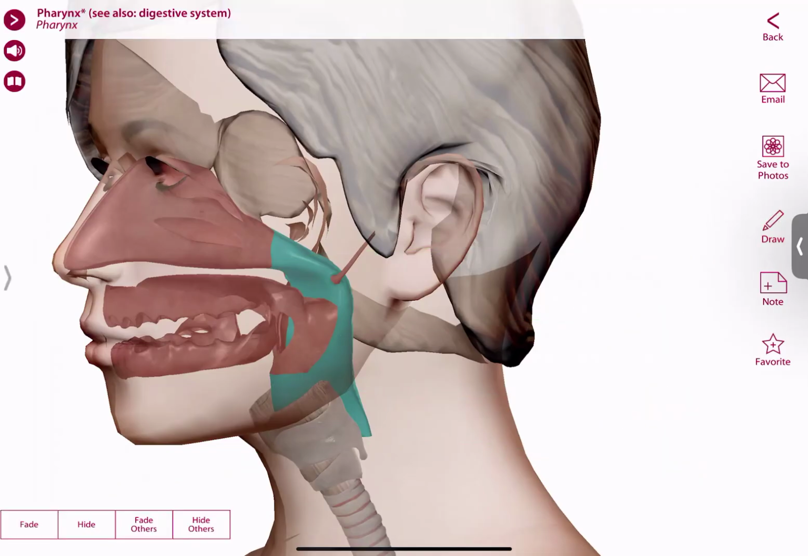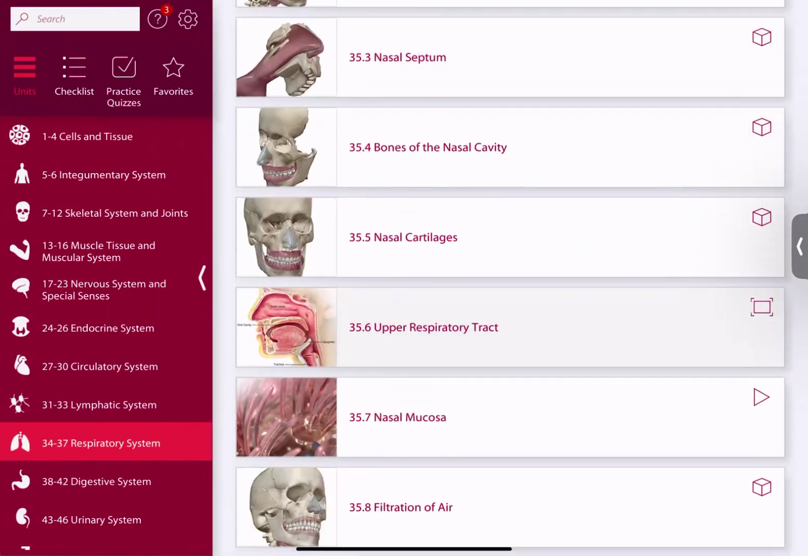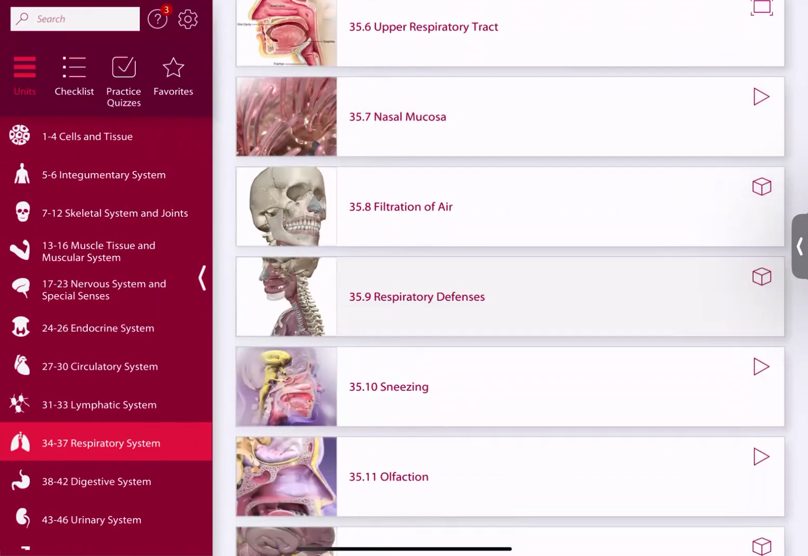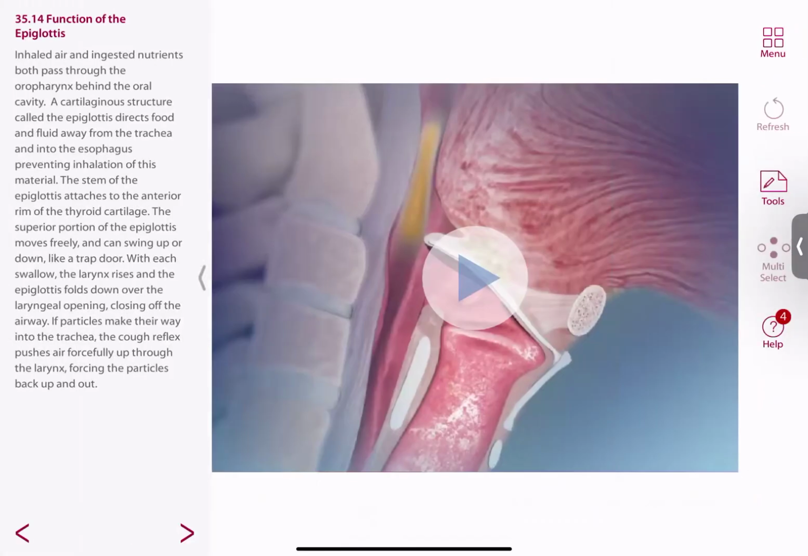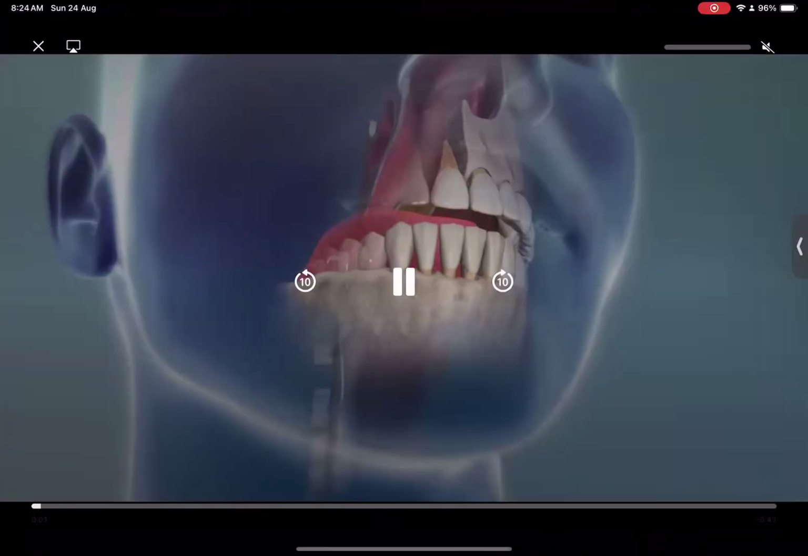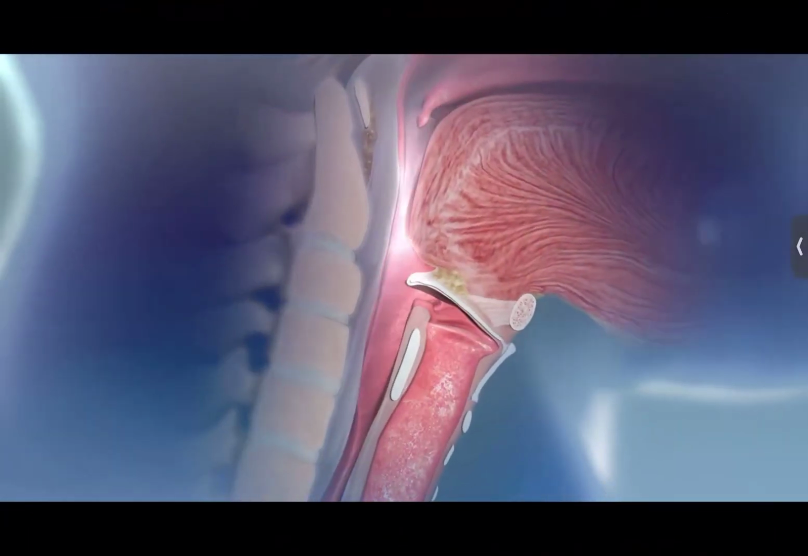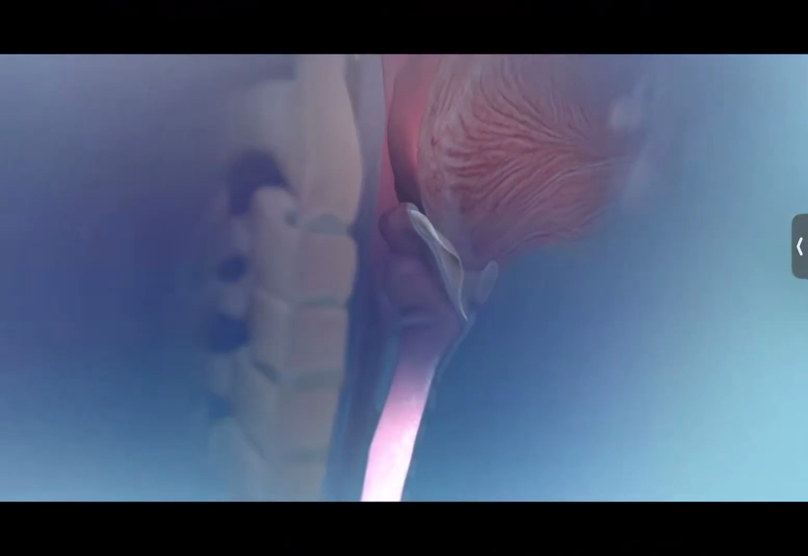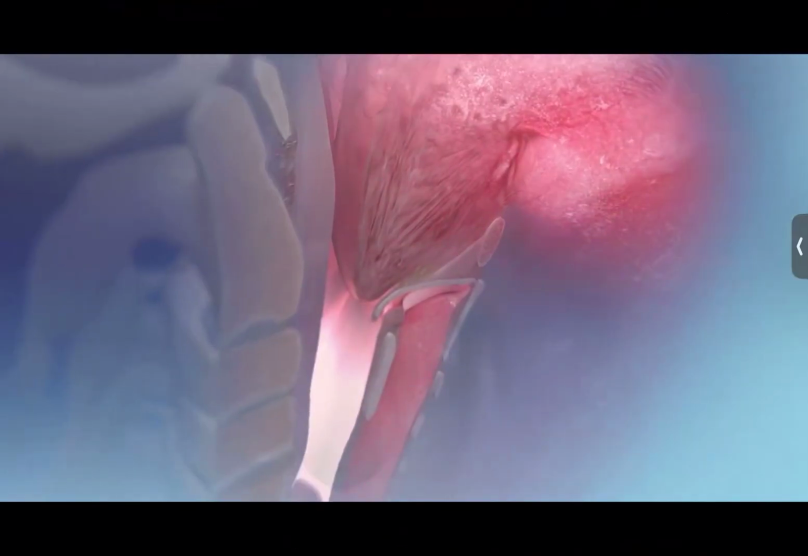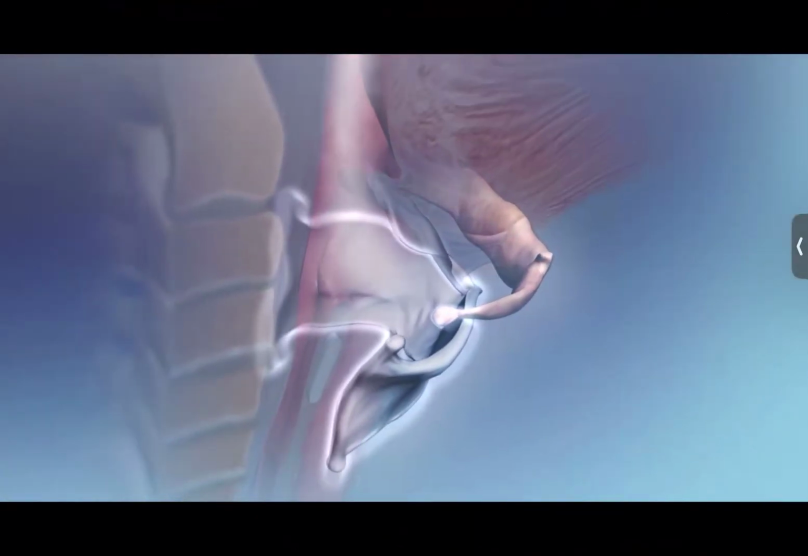Now, let us have a look at the mechanism of swallowing of food. So here it is. Inhaled air and ingested nutrients both pass through the oropharynx behind the oral cavity. A cartilaginous structure called the epiglottis directs food, so you can see the epiglottis there, and into the esophagus. And this epiglottis prevents any food or water from entering into your windpipe.